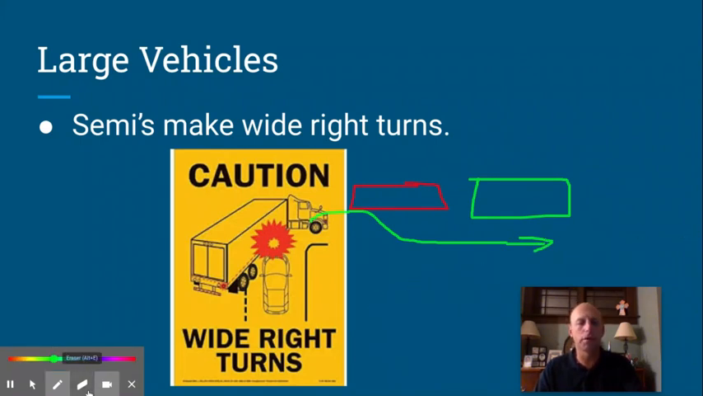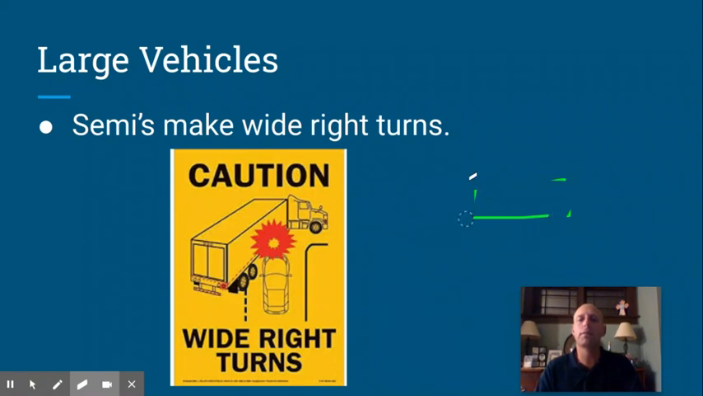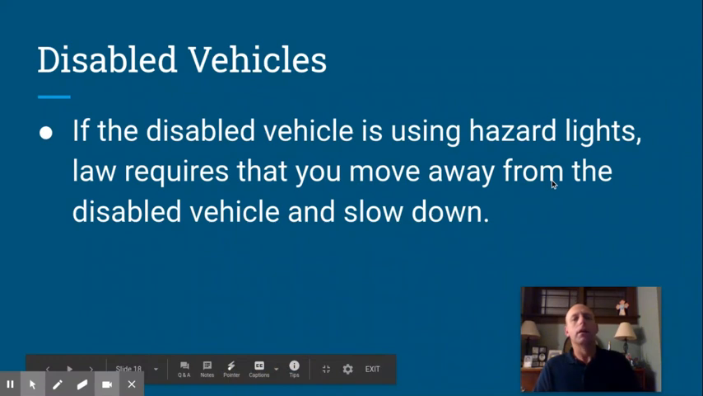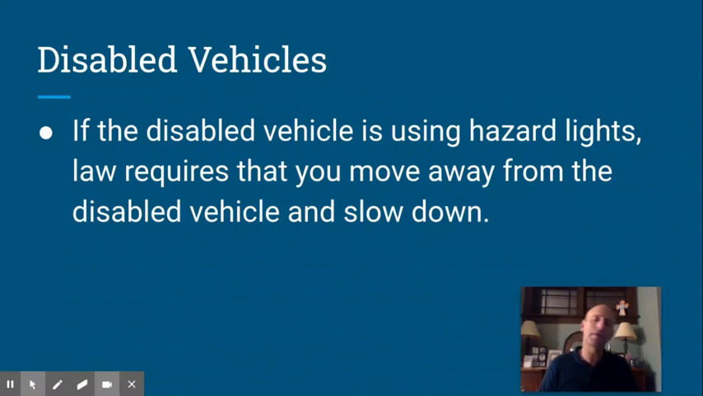So it's really important that you recognize the presence of the semi-truck and that you respond appropriately. Don't get in their way. Leave room for them to make the maneuvers that they need to make. Disabled vehicles. If you come across a vehicle that's on the side of the road using its hazard lights, law requires that you move away from the disabled vehicle and slow down, just like you would with a police car or an ambulance or a tow truck or any of those things. Give them room so that you don't hit them and kill them or hurt them.